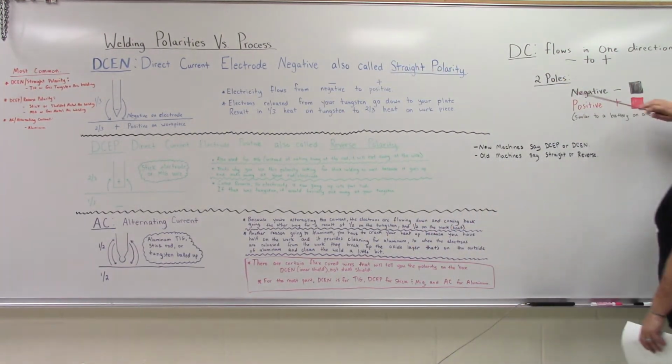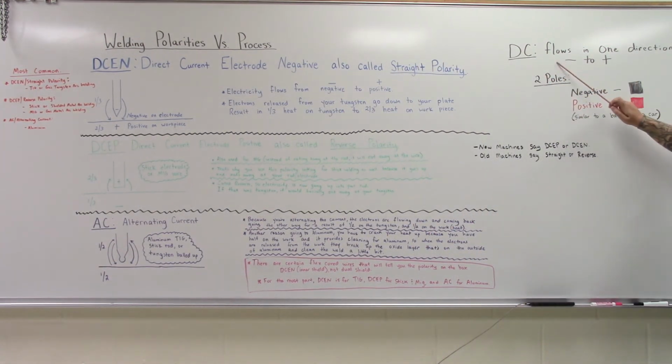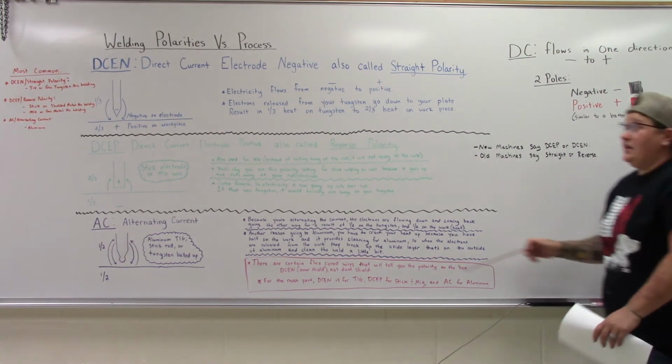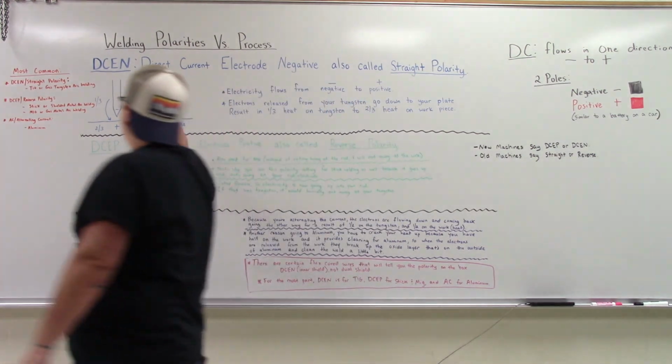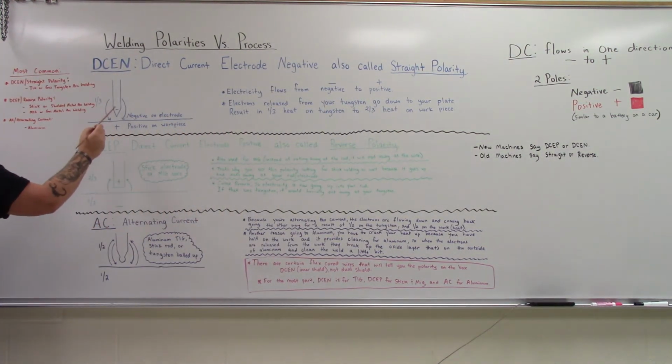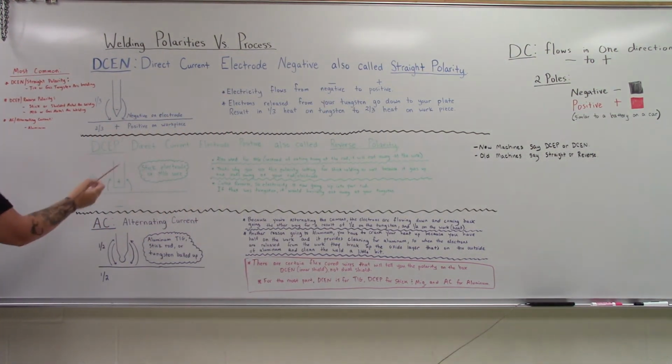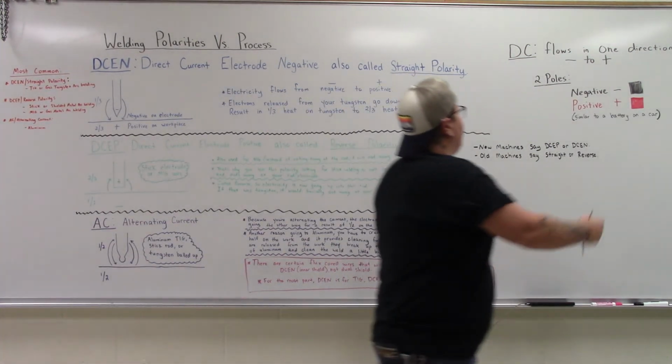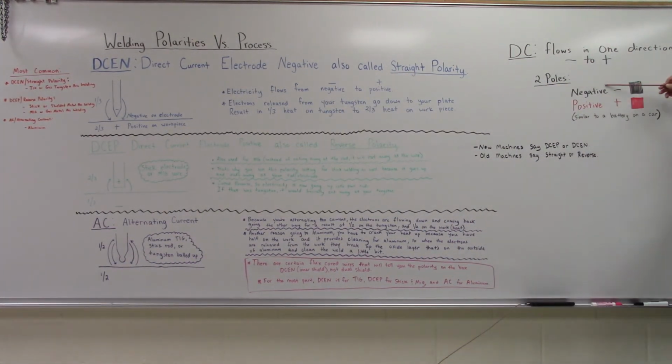So moving over here, for DC, direct current, it flows in one direction only, so negative to positive. Okay, so even if you're looking over here at DCEN with the arrows, it's going from negative to positive, and then on DCEP, it's flowing from negative to positive, so it's going up into that electrode. Okay, so there's two poles, negative or positive.